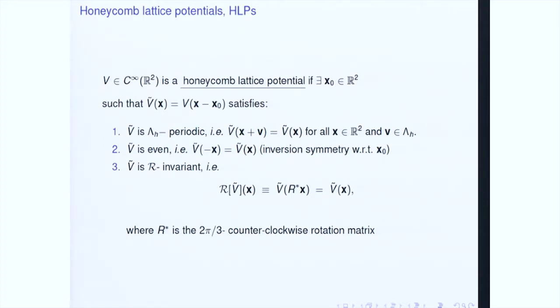So now let's say what a honeycomb lattice potential is. So for us, a honeycomb lattice potential is going to be a smooth function. One could relax the regularity hypothesis considerably. So let's just take a smooth function with the following property. After a centering of this function, v of x, the following will hold. So first, it's periodic with respect to the basic period vectors, basic triangular lattice, lambda sub h. It should be even. This is sometimes called inversion symmetry with respect to x0, the centering.